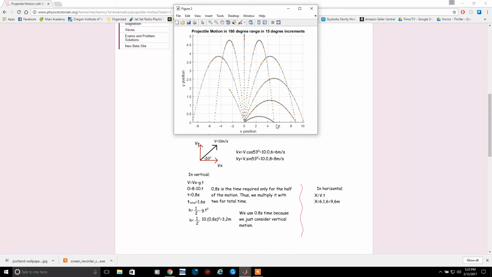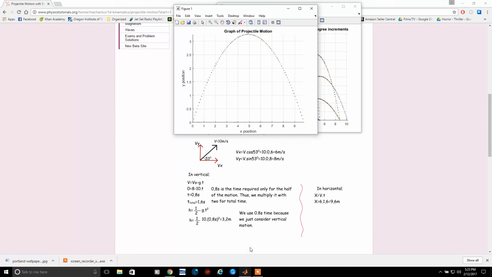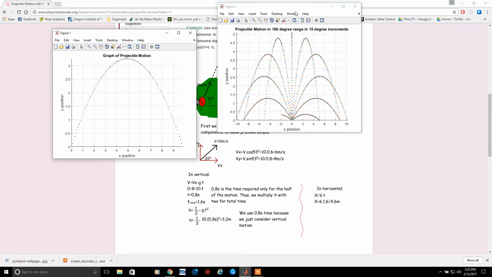And then the use for this function would be for students to check or calculate their answers to physics questions, as well as to check other angles that may be more efficient. So for example, we also have a graph as well as the initial for a 180 degree range at 15 degree increments.